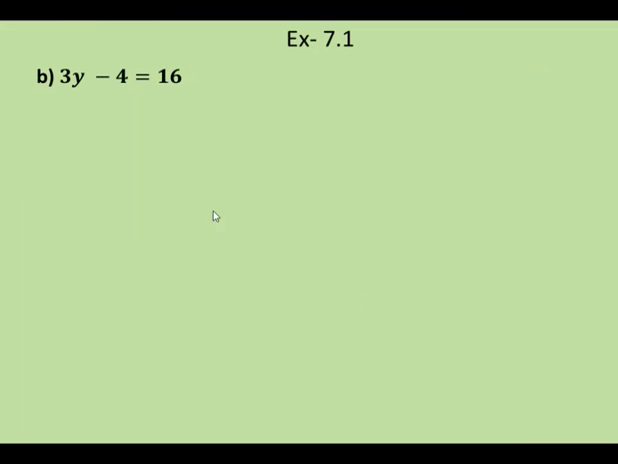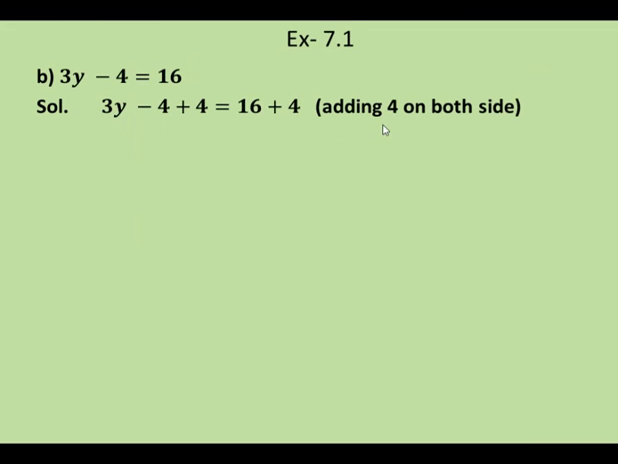Next we are having B part. Same way again. Now here also I have added 4 on both the sides. So 3y minus 4 plus 4 equal to 16 plus 4. We have added 4 on both the sides. So minus 4 plus 4 cancelled. What left behind? 3y equal to 16 plus 4, 20.